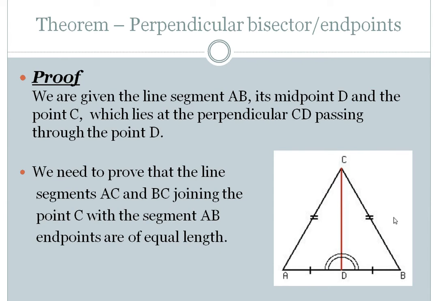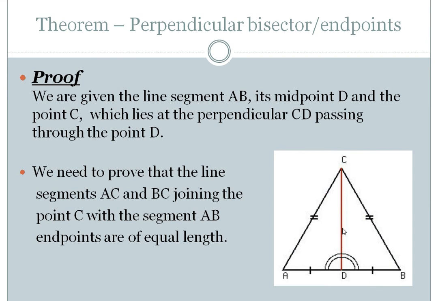The proof of the theorem goes like this. We are given a line segment AB. It has a midpoint D, and point C lies on the perpendicular bisector CD of AB. Now we need to prove that the line segments AC and BC, joining the point C with the segment AB, are of equal length.